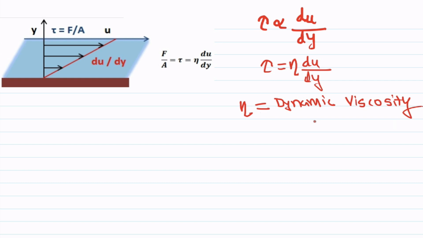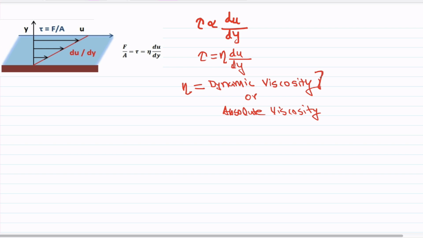Then remember the dynamic viscosity is also known as absolute viscosity. The things are the same. So dynamic viscosity and absolute viscosity are the same term. Don't confuse between dynamic viscosity and absolute viscosity. Often these terms are expressed as simply viscosity. When it is not particularly mentioned and it is expressed as viscosity, it means dynamic viscosity or absolute viscosity.